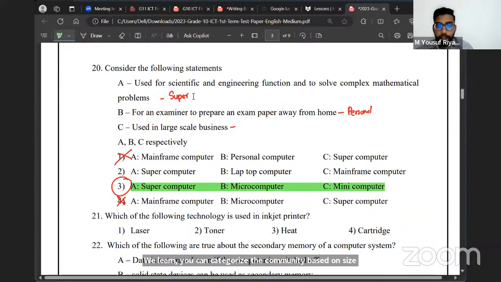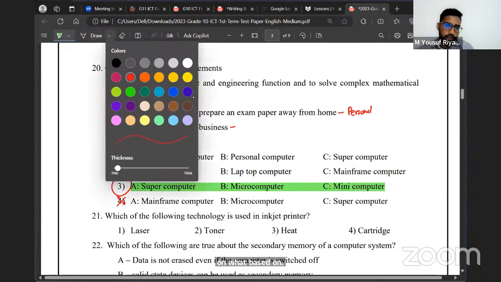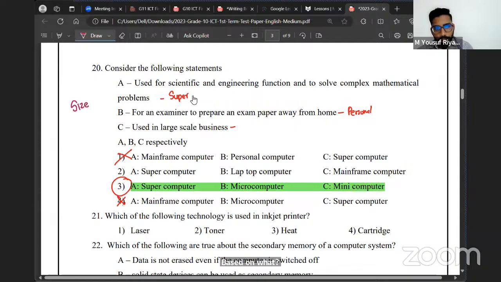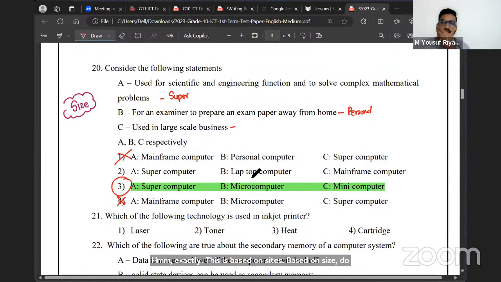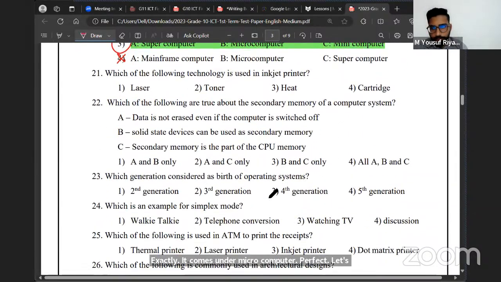So this is where we categorize based on what? Based on size. Based on size, do we have anything called laptop computer? Is there a category called laptop computer? No. Laptops normally come under what category? Exactly. They come under microcomputer. Perfect. Let's go for the next one.